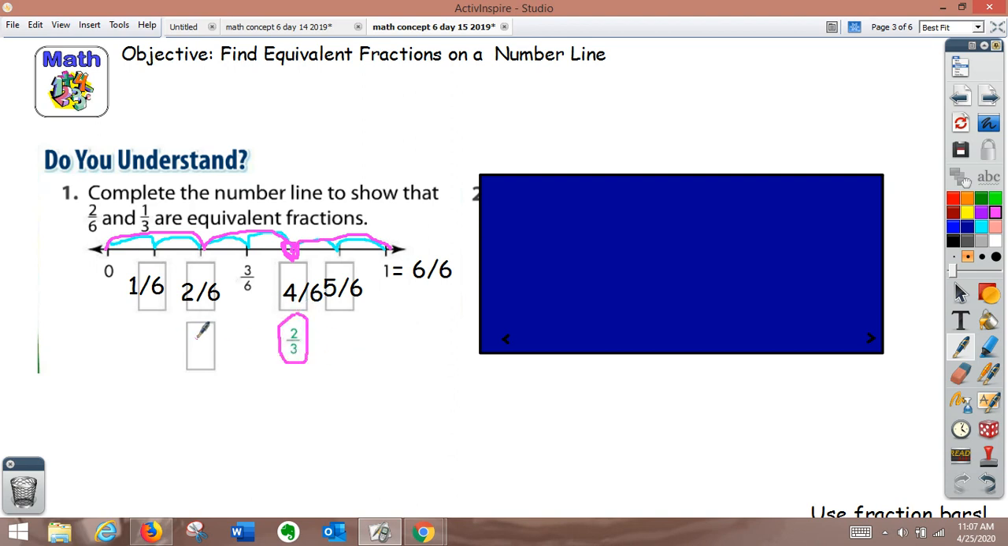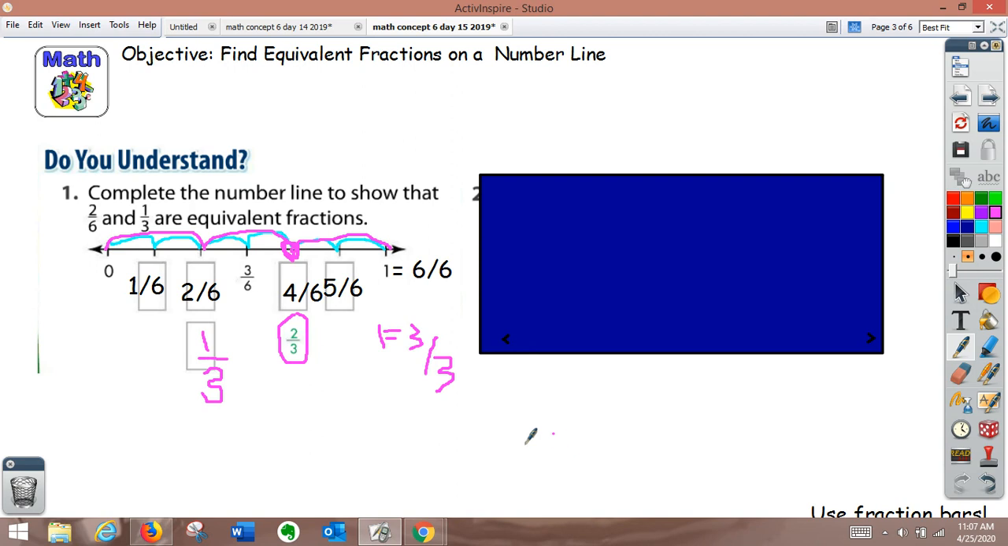But now we want to know what this box is. Well, if that's 2/3 and 1 equals 3/3, guess what's going to be here? 1/3. Got to work on that writing.